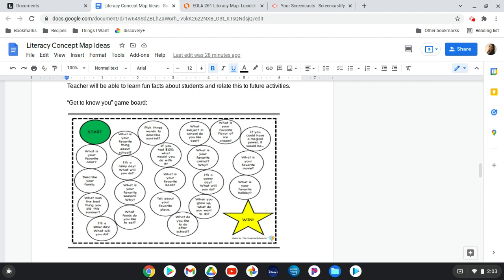And you also don't have to play the whole entire game board, because if you do have 30 students, that would be quite a long game. You could also just pick and choose a couple questions that the students are interested in talking about, but we do want each student to answer the same question that we pick, so maybe pick a couple as a class to do. One of the questions that you could pick would be, what was the best thing you did this summer? If you had $100, what would you do with it? What's your favorite animal and why? And then what is your favorite holiday?